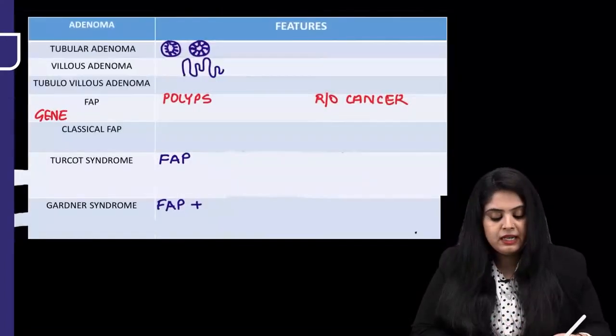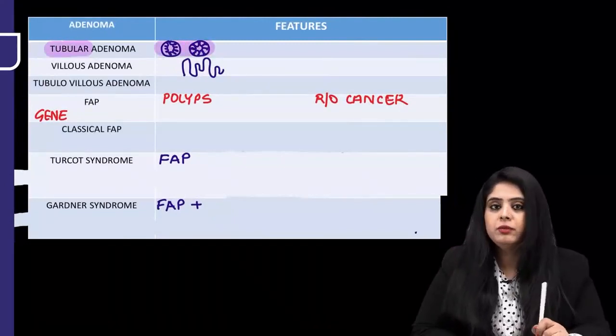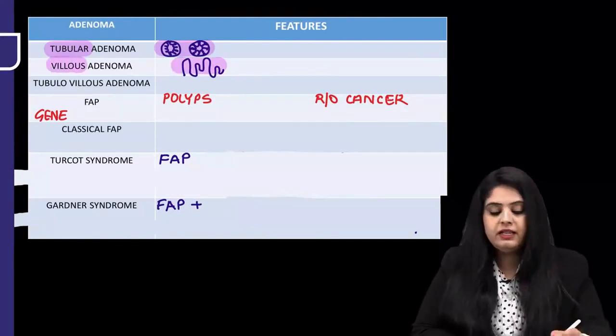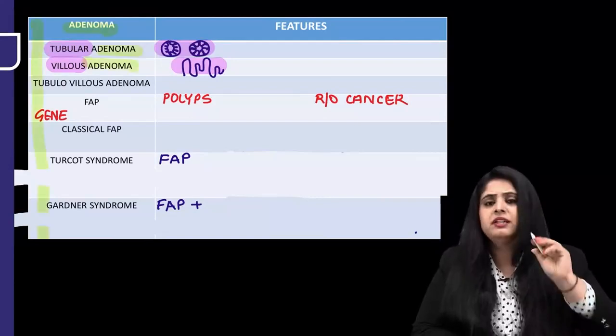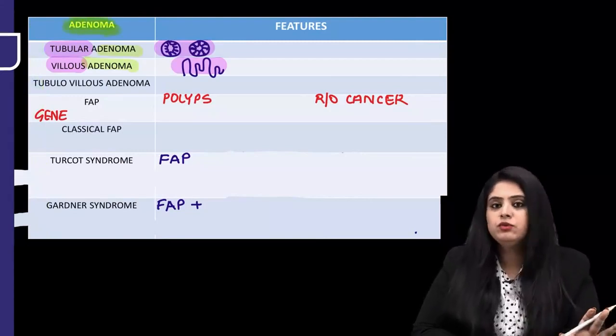बहुत simple है. अगर ऐसे गोल गोल tubules दिखेगा, round round, you will say tubular adenoma, precancerous है. If you see these finger-like villi, you will say, okay ma'am, villous adenoma. Anywhere adenoma comes, I'm not going to say it again and again. This entire table is precancerous. समझ जाओ, ठीक है? This entire table is precancerous because everywhere I'm using the word adenoma.